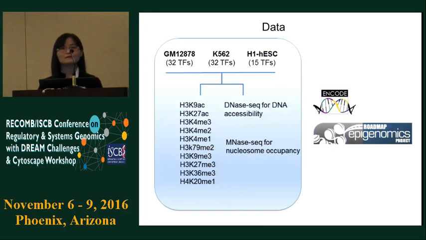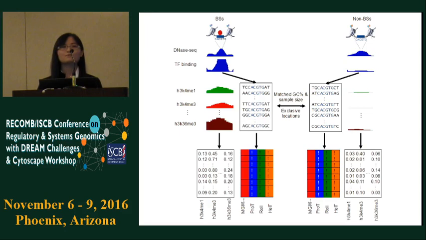After some data quality control, we selected 32, 32, and 15 TFs from these 3 cell lines. For each cell line, we also downloaded 10 histone modification profiles. Since chromatin accessibility is very important in vivo for TF binding, we also downloaded DNase-seq data and MNase-seq data for nucleosome occupancy. Remember, we want to figure out whether there's a conserved HM signature around the TF binding site within the protein family.